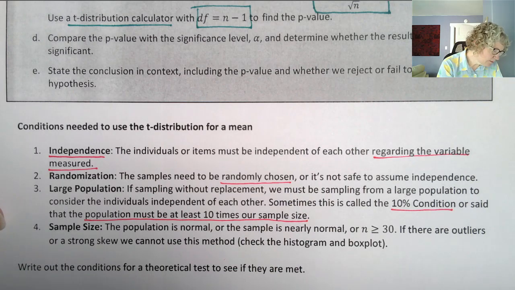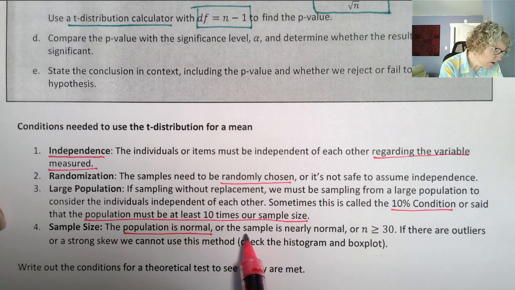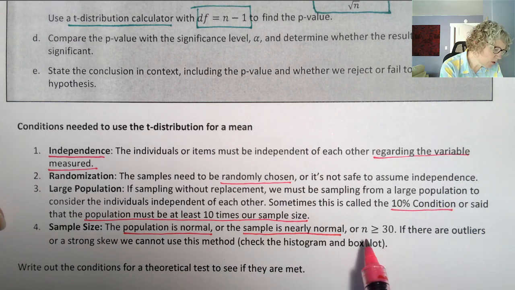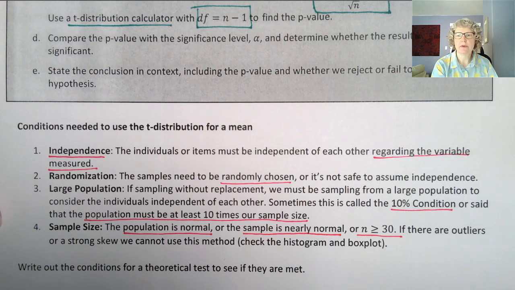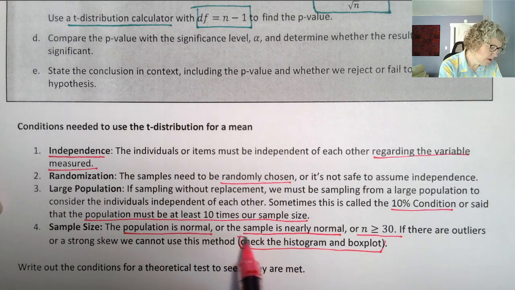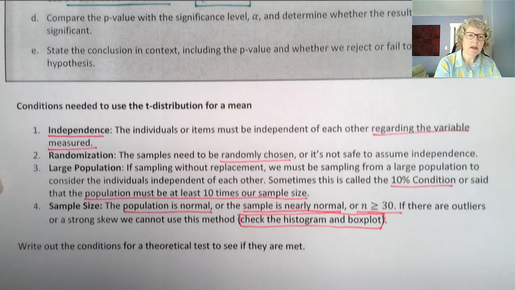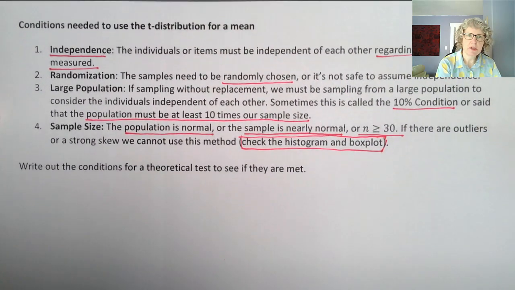Okay, and then sample size. Either if we know our population is normal, then any sample size is fine, or we check that our sample is nearly normal, or we have a sample size greater than or equal to 30. Okay, so 3 different ways to check this one out. If there are outliers or a strong skew, we cannot use this method. So we will be checking the histogram and box plot unless we have 30 or more. Okay, so let's write out the conditions for this situation.